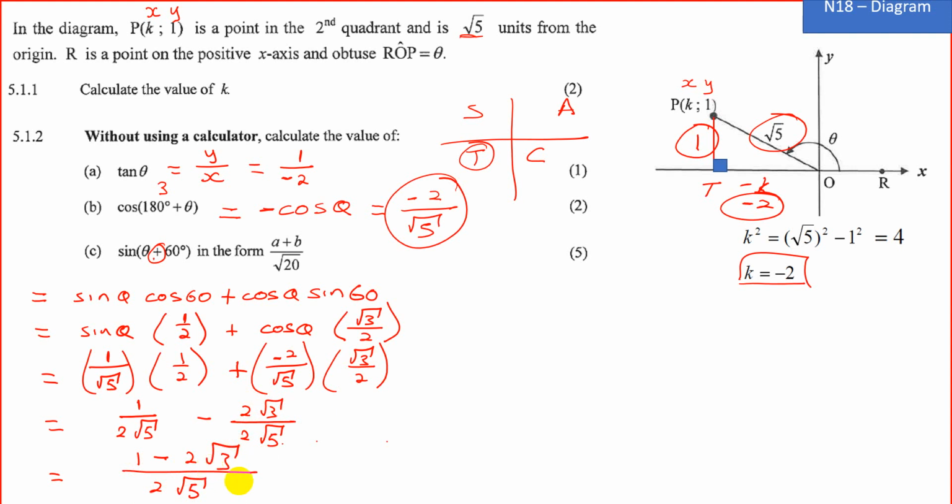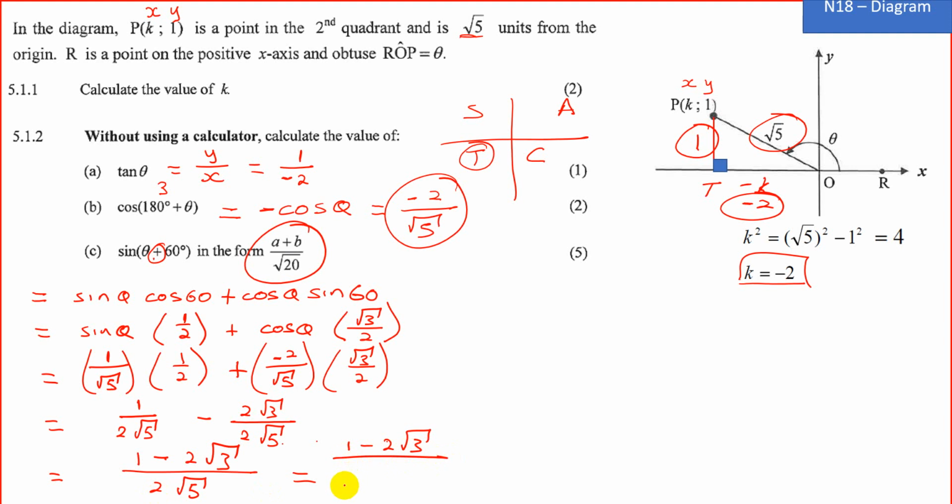And that is what they want in this form. You'll notice you have a plus b on the top, all over a simplified surd that I have as 2 root 5. But they want it as a simplified surd as root 20. So we can take it one step further and say that's 1 minus 2 root 3. And remember, 2 is the root of 4.